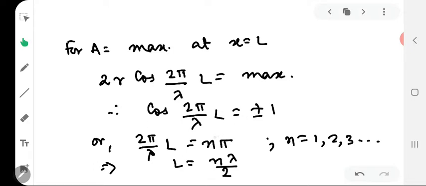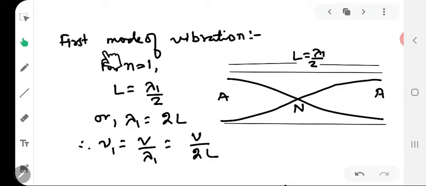So we know that cos assumes the maximum value for nπ. So (2π/λ) L shall be equal to nπ, where n can have the values 1, 2, 3 and so on. On solving this, we get L equal to nλ/2. Using this particular expression, we shall discuss the different modes of vibration. Beginning with the first mode of vibration, for n equal to 1, we get L equal to λ1/2, or λ1 is equal to 2L.